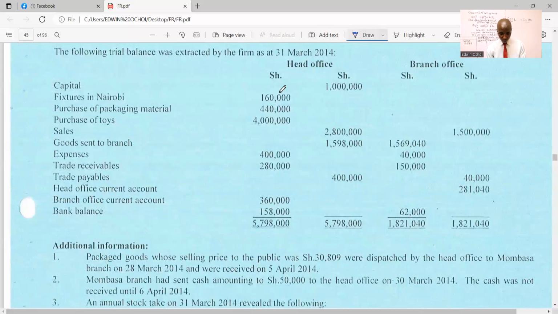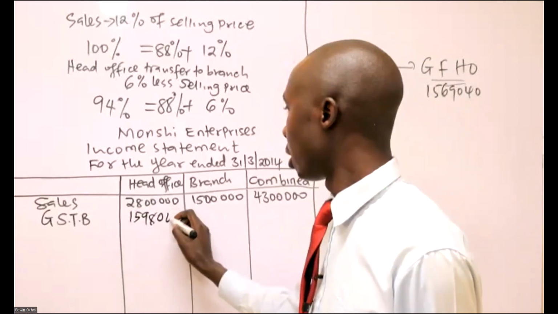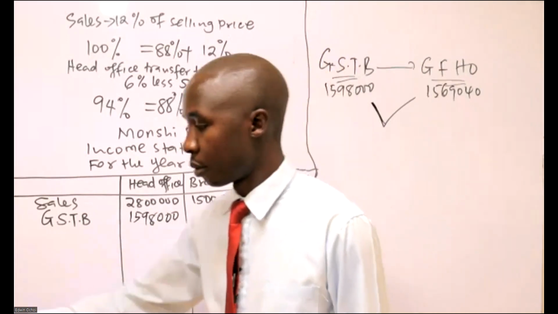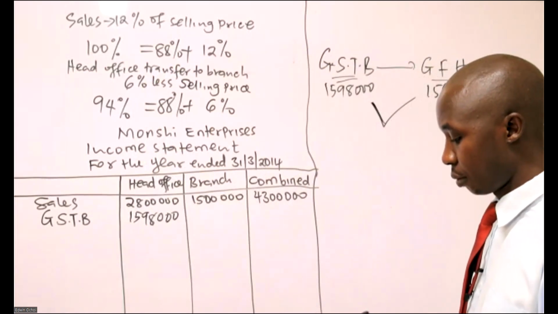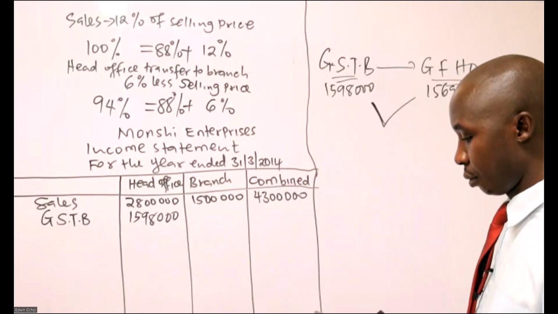You see here, under this trial balance, the goods sent to the branch are 1598,000. But what was received here is 1569,040. When recording goods sent to the branch, you just record the 1598. It's only that I want to prove something for you. Why is there a difference? You don't have a calculator, students. The difference is 28,960.